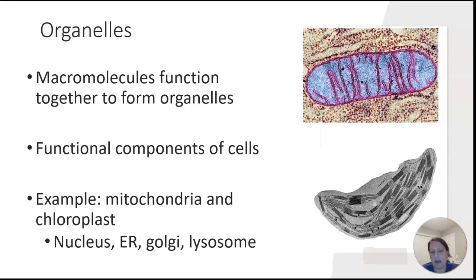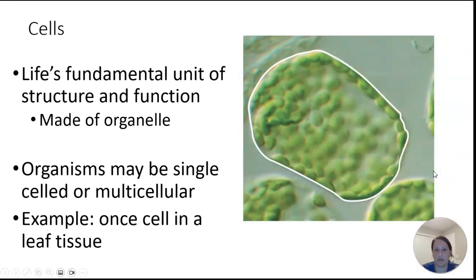Just keep in the back of your mind that if we're talking about a prokaryotic organism, prokaryotes lack organelles, whereas eukaryotic organisms have organelles. And we'll talk about that again towards the end of this chapter. Okay. So we go from atoms to molecules to macromolecules to organelles, and the next level of complexity is cells.